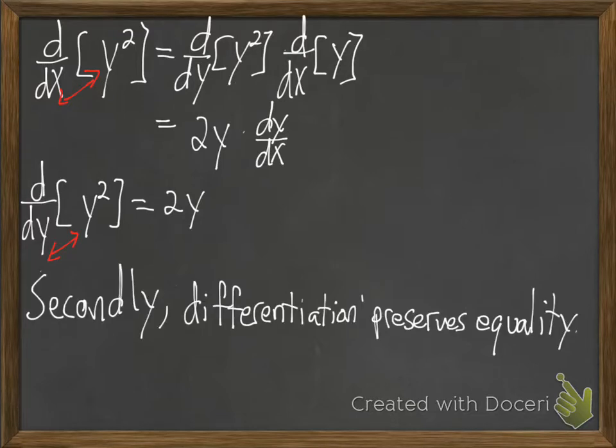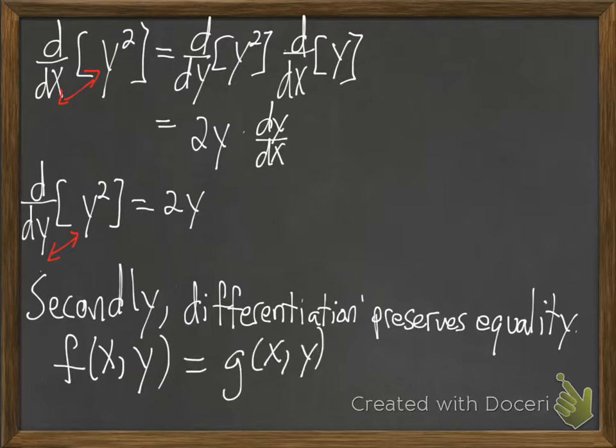The second big thing is that differentiation turns out to preserve equality. In other words, if we have some expression involving x and y on one side, some other expression involving x and y on the other side, then if we differentiate both sides with respect to x, we're confident in saying, using the implicit differentiation rule that we've just developed, that this is also true.